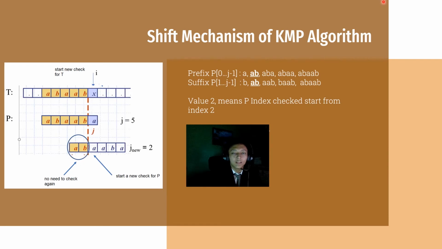Okay, this is another example. As we can see here, when a mismatch occurs, there is no need to check again from the beginning. The KMP algorithm will continue checking from the point where the suffix is also a prefix in the part of the pattern it matches.